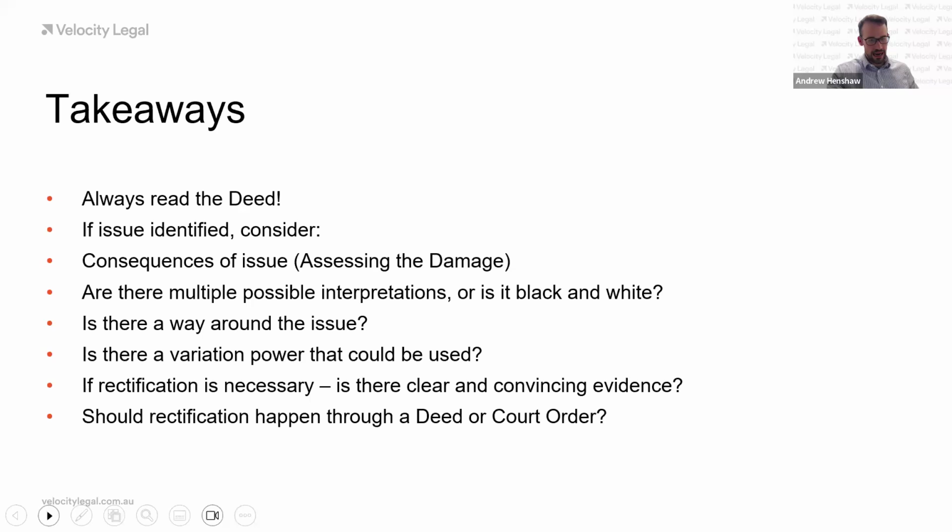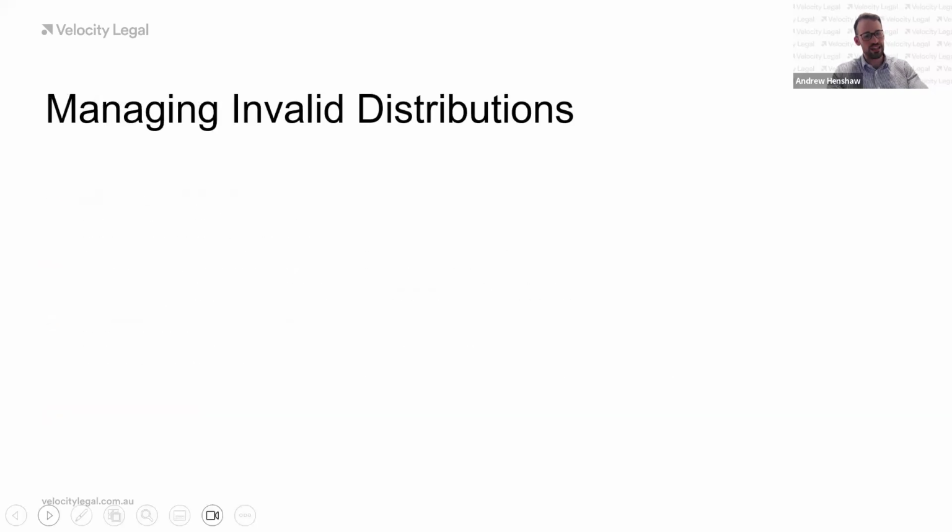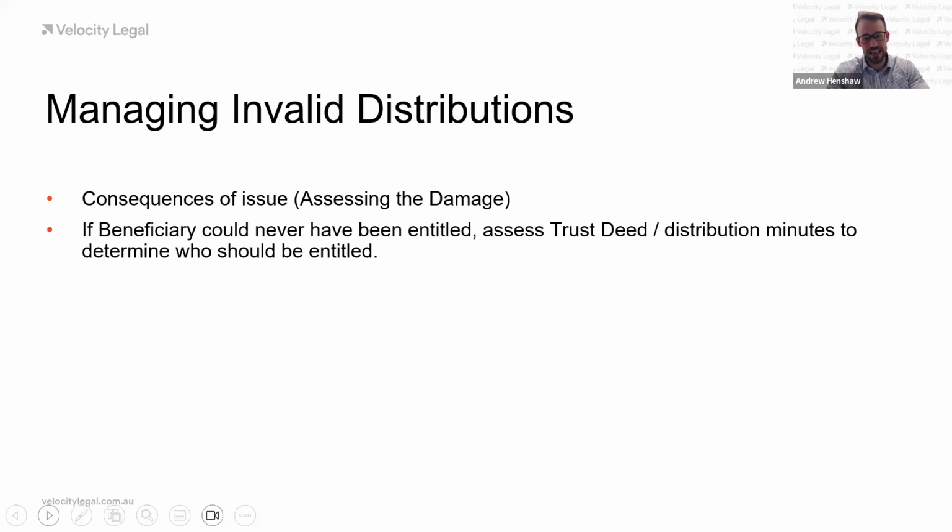So, final point on managing invalid trust distributions. Again, if you're dealing with these invalid distributions, assess the consequences. If there's someone who can't be entitled, you need to think about what the trust deed says. What do the distribution minutes say? You've got to work out who's next in line. Is it the default beneficiaries, or is it somebody else? Depends how you've done your minutes.